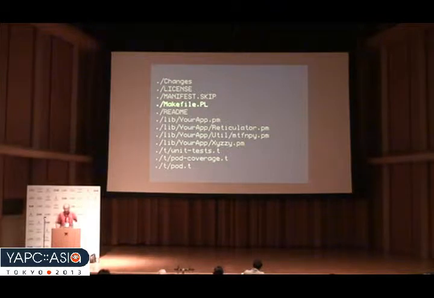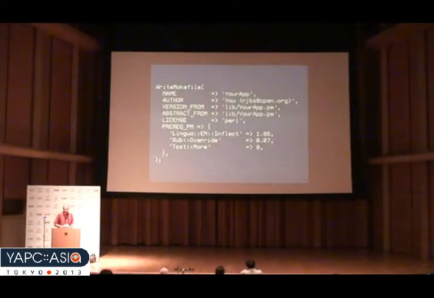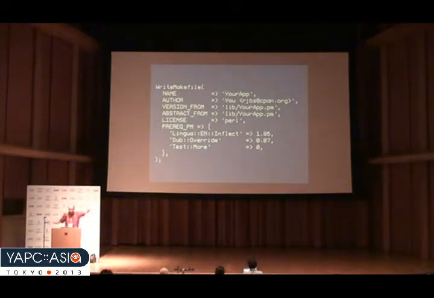This file is the file that will build your whole distribution. It does all the work to get things installed. And it might use ExtUtils::MakeMaker. If so, inside it will look like this. It tells you the name, who wrote it, where to find things like a description, what it requires, and so on. All of these things are needed to build the distribution and to install it.